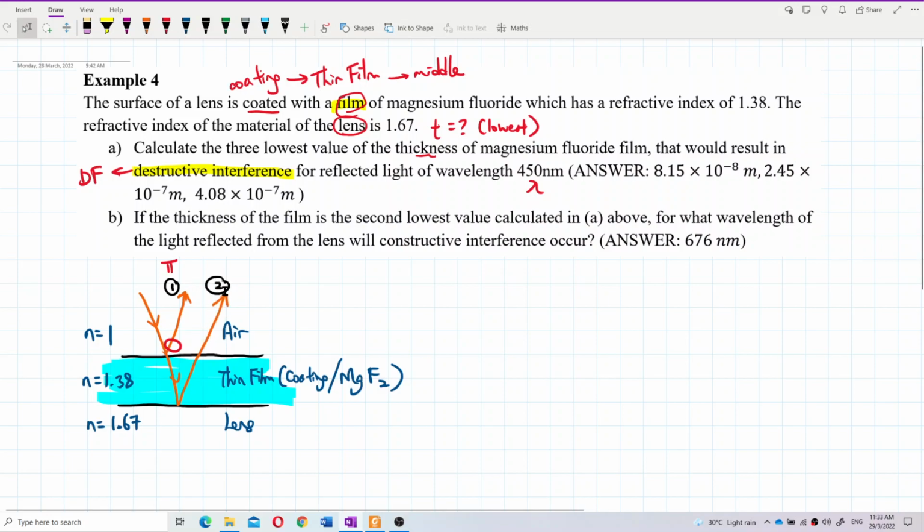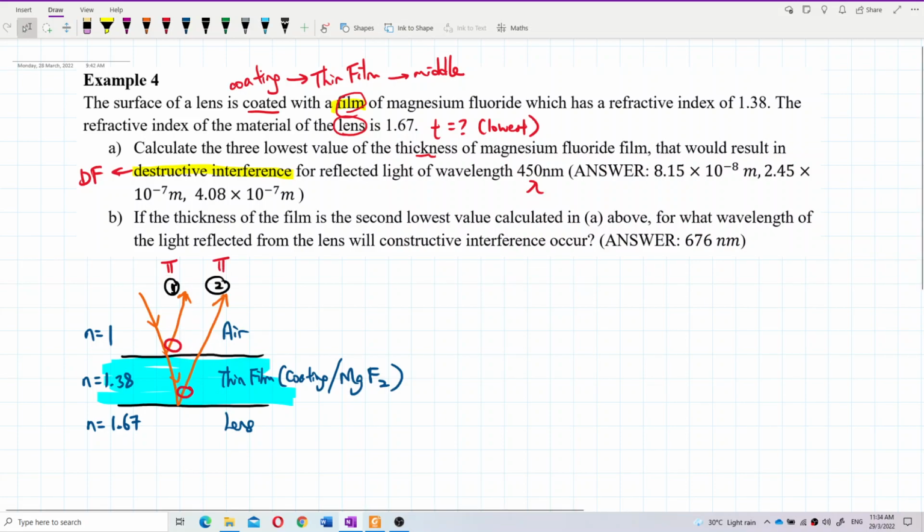And then about ray 2? Ray 2 goes in with no phase change at the first surface, and then at this surface there is also reflection from lower to higher refractive index, so this one also gets a phase change of pi radian.